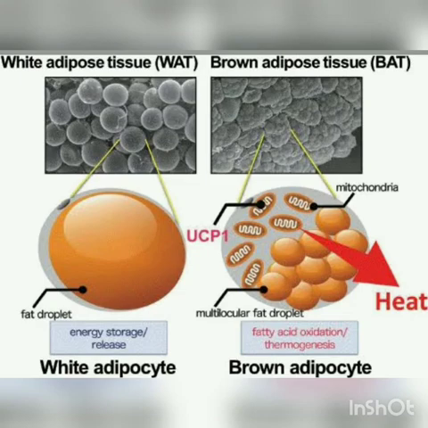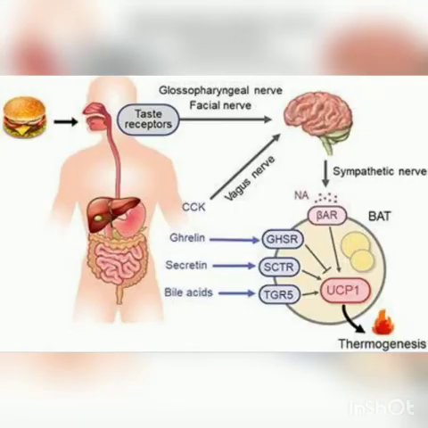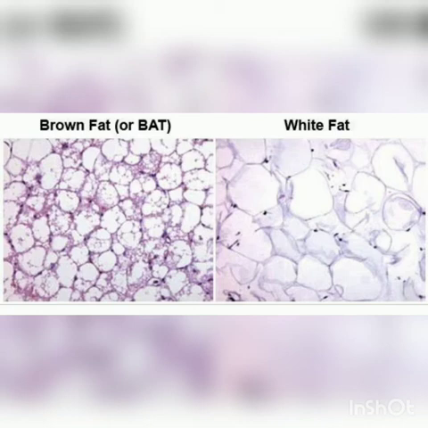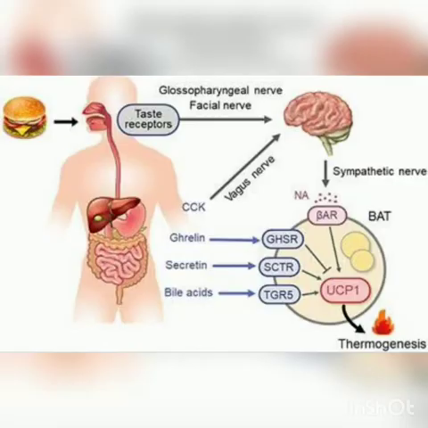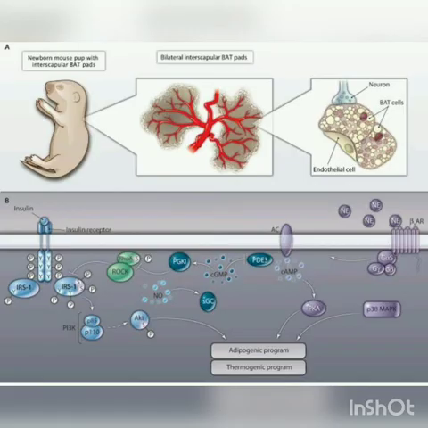White fat stores nutrients, whereas brown fat is used to heat the bloodstream to warm the body. So this is an important 2-mark question. What are the different types of adipose tissue? White fat stores nutrients, whereas brown fat is used to heat the bloodstream to warm the body. Brown fat produces heat by non-shivering thermogenesis in the neonates. Neonates is nothing but a newborn child.